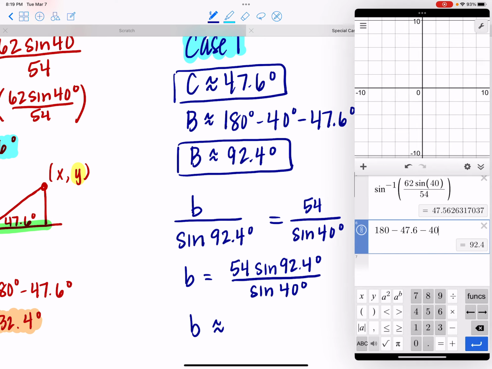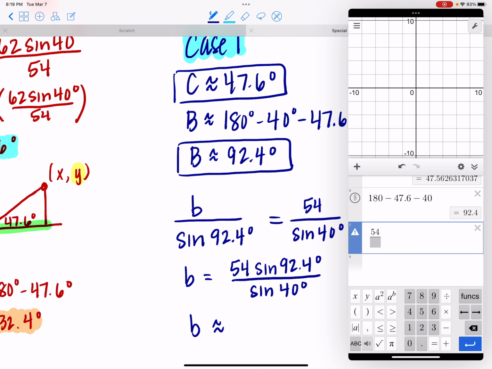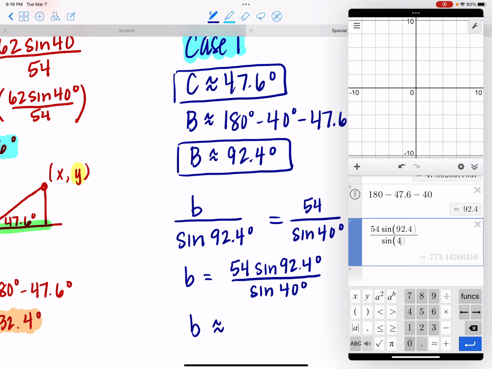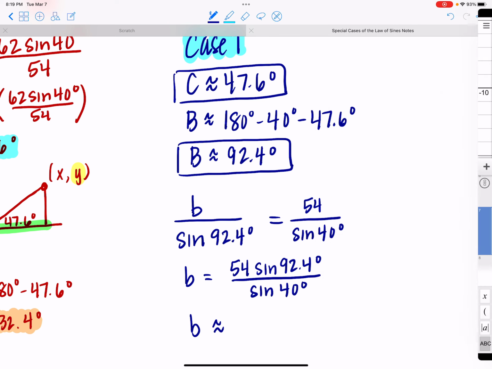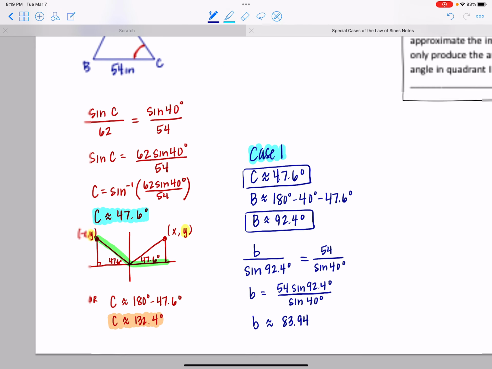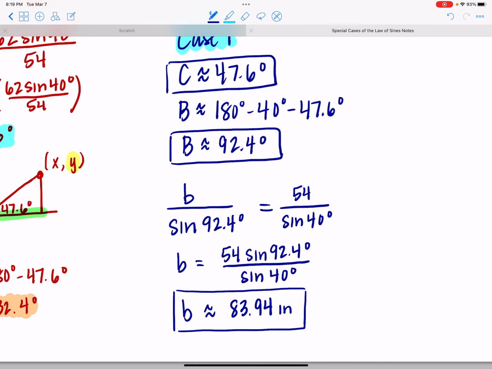And then I go to the calculator to get an approximation. So I have 54 times the sine of 92.4 divided by the sine of 40. And that tells me that B, for this case, is going to be approximately 83.94. And the units for the side lengths here were inches. Okay, so case 1 is that C is the acute angle, B is what's left over from the 180 degrees, and side B is about 83.94.